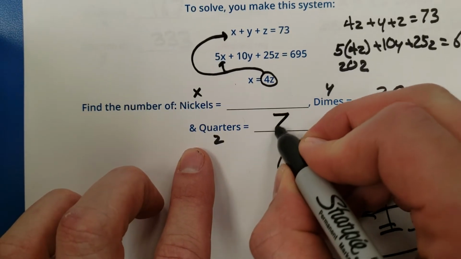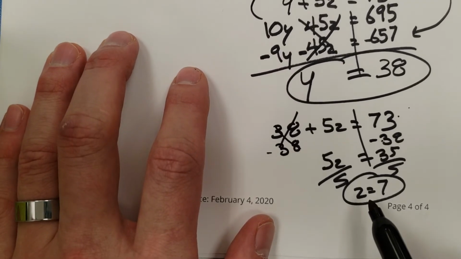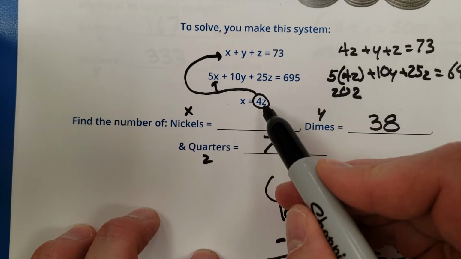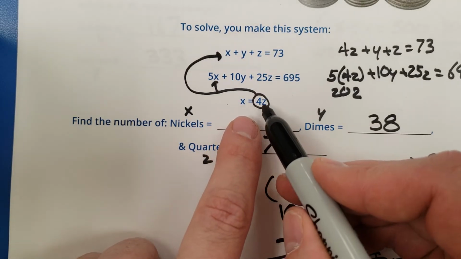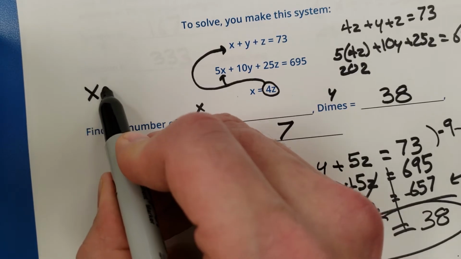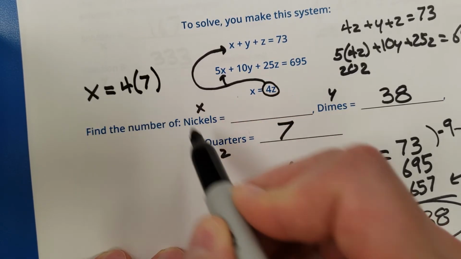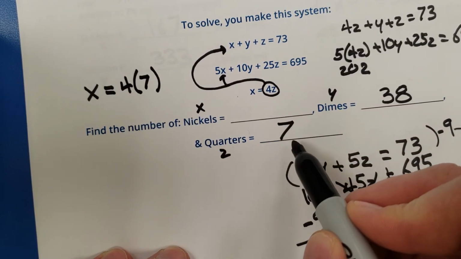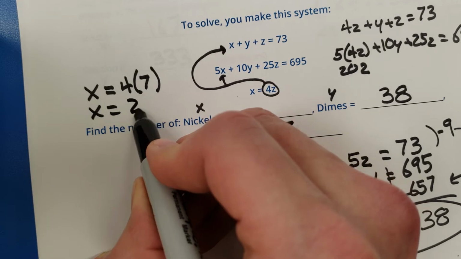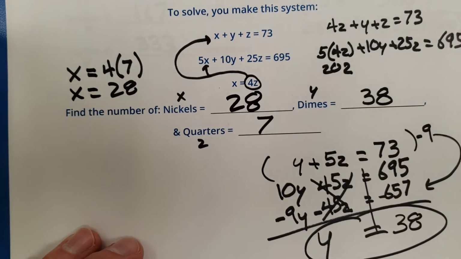We got 7 quarters. And then, man, where should we substitute z? z equals 7. I would go right there. Look at that. x equals 4z. So our final substitution is going to be x equals 4 times 7. z equals 7, so 7 goes in for z. x is going to equal 28. Woo, wow, that is a good one.